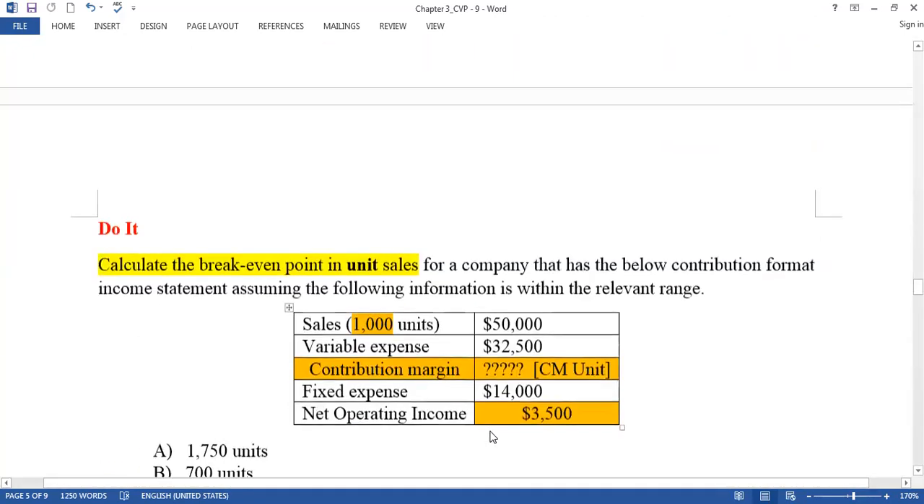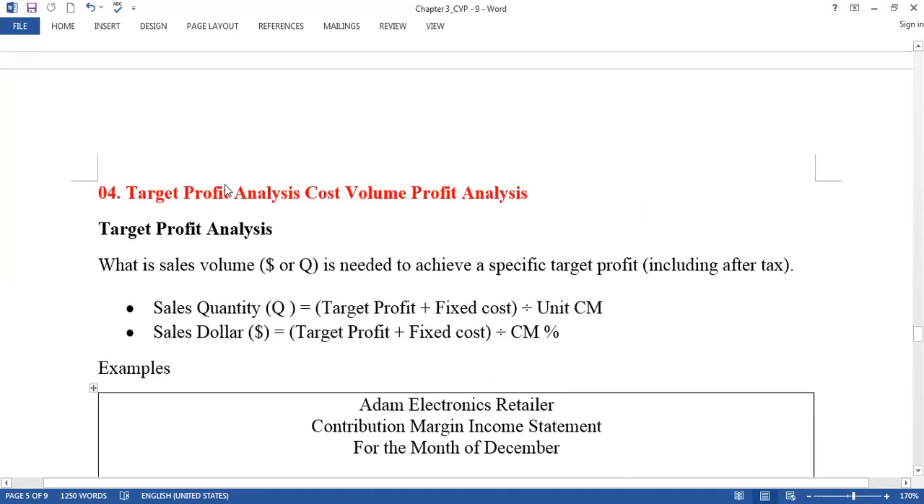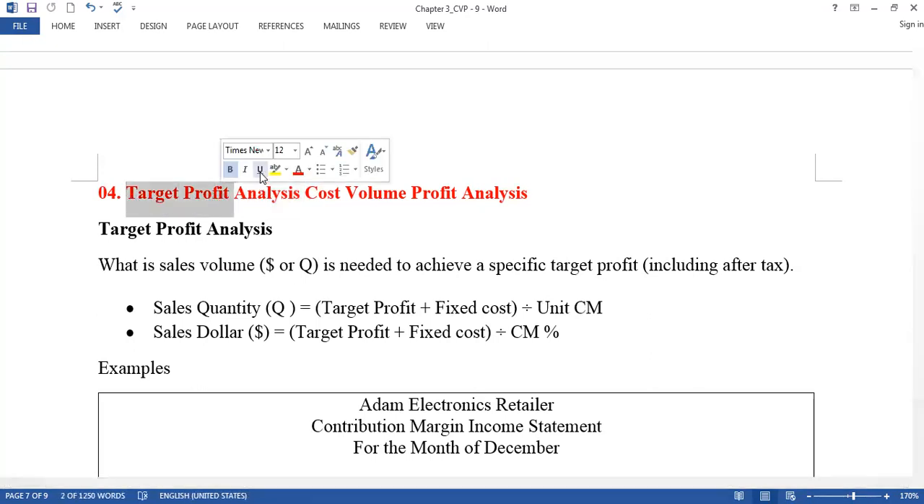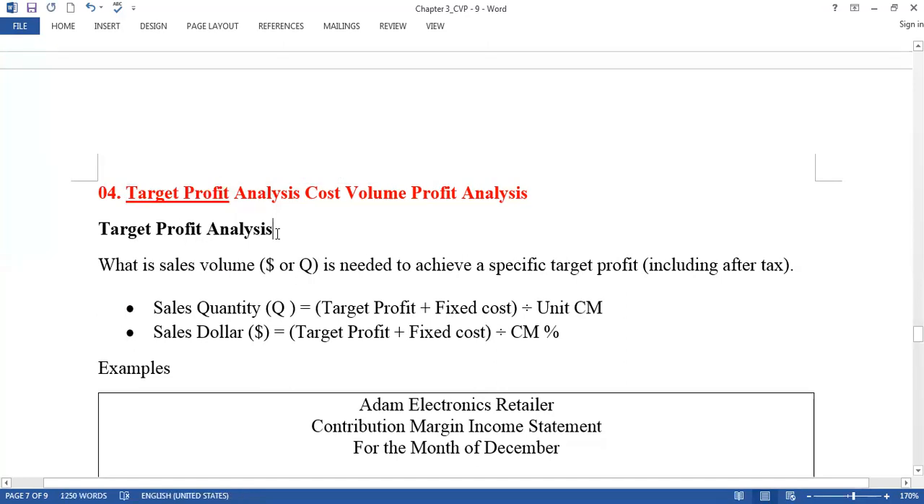Then let's move on to another topic called target profit analysis. What is the meaning of target profit? Target profit is you can target your achievement. For example, you are a manager, you think that coming year I want to earn $100,000, or I want to earn $200,000, or I want to earn $500,000. This is your target, right? As a manager. So if you have a target, then how many units do you have to sell? Or how many dollar amount do you have to sell to achieve the target profit?